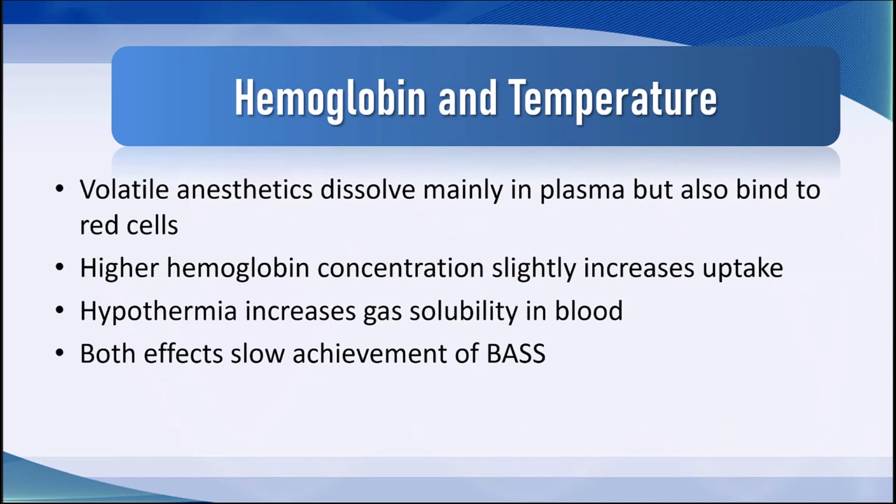Volatile anesthetics dissolve mainly in plasma but may also bind to red cells. Higher hemoglobin concentration slightly increases uptake. Hypothermia increases gas solubility in blood, and both effects slow achievement of adequate depth of anesthesia.